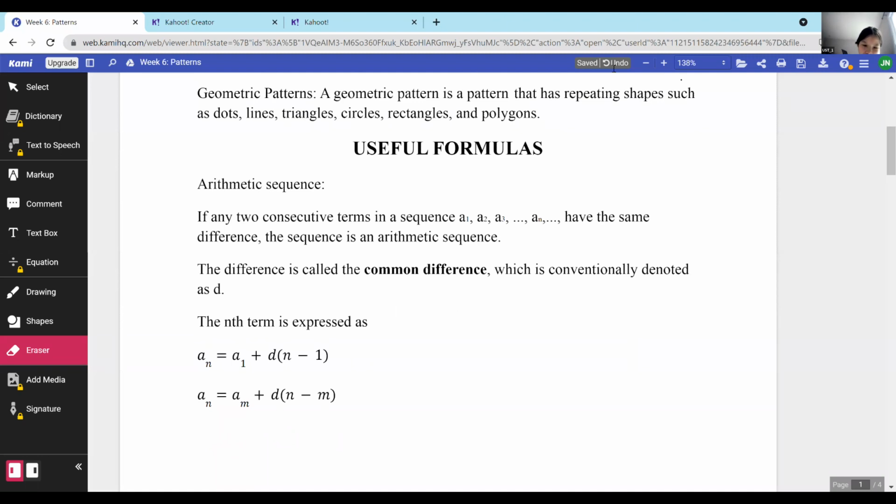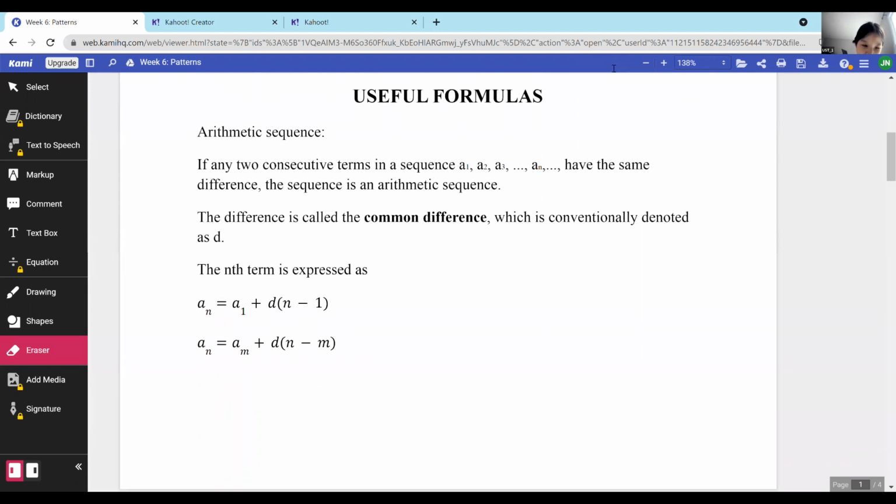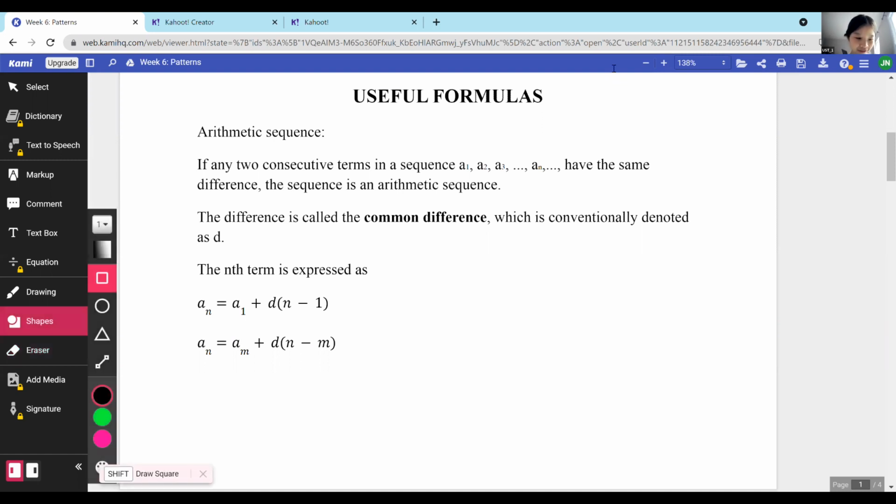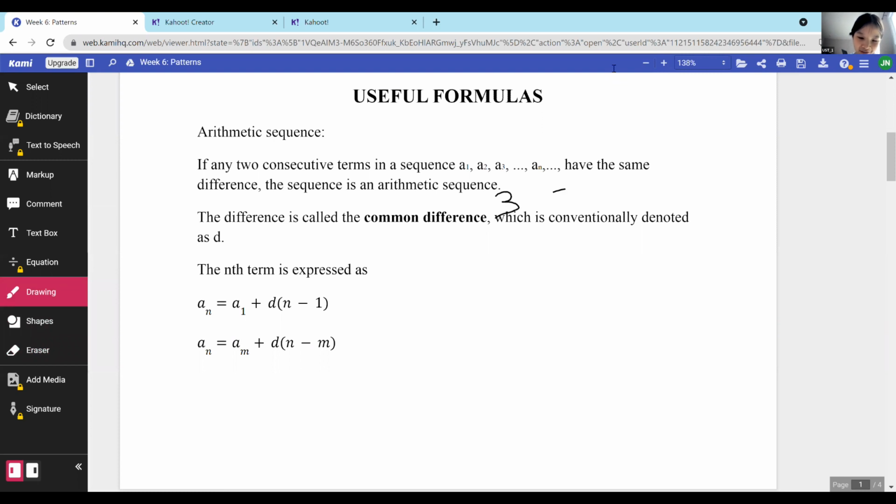So there are useful formulas for numerical growing sequences. The common types are arithmetic sequences and geometric sequences. If any two consecutive terms in a sequence, A1, A2, A3, all the way to AN, and maybe so on, have the same difference, the sequence is an arithmetic sequence. For example, 3, 5, 7, 9, 11, and so on. It has a common difference of 2. You add 2 each time.